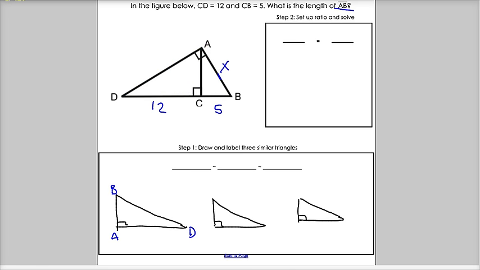All right, triangle number 2. This is this guy right here. This is our medium triangle, right? So our right angle is at C. As you can see here, this is where our right angle is.